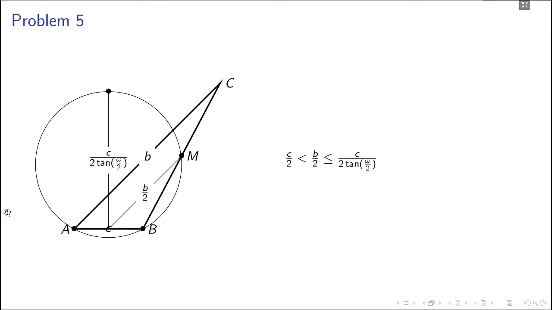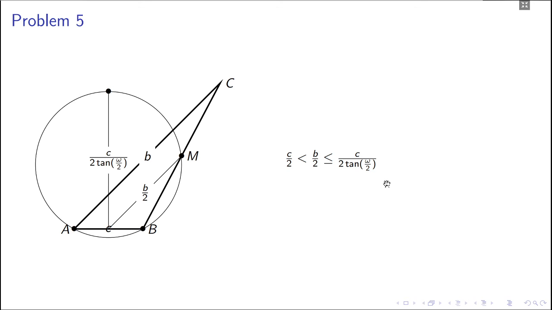Now it's asking you to prove this relation. So what is the value this b by 2 can take? b by 2 can take a maximum value of c over 2 tan omega by 2, and b by 2 can take a minimum value of c by 2. But when it goes to c by 2, it cannot reach the equality, because then the triangle will be degenerate. B and M will coincide. But here M can go to this point.